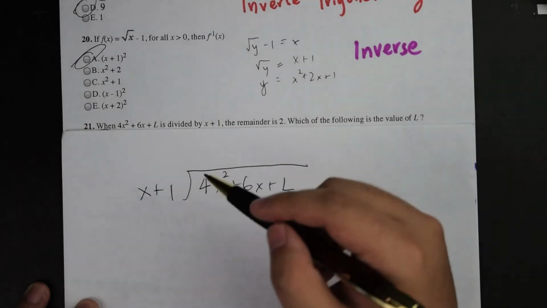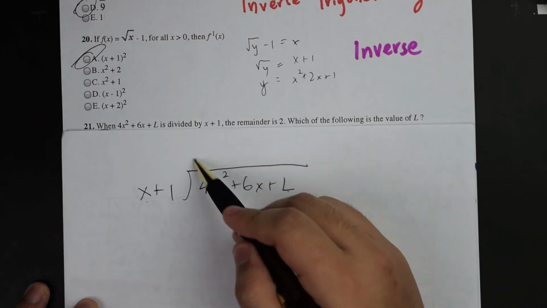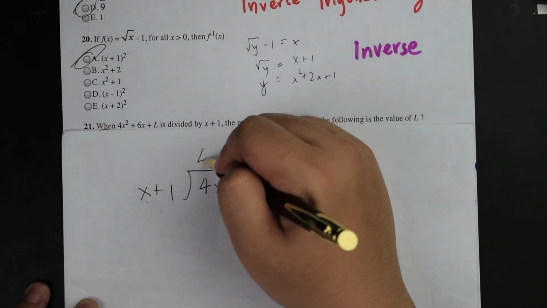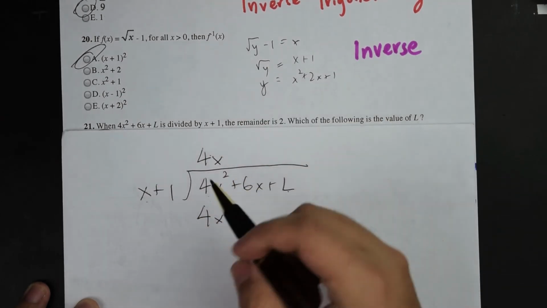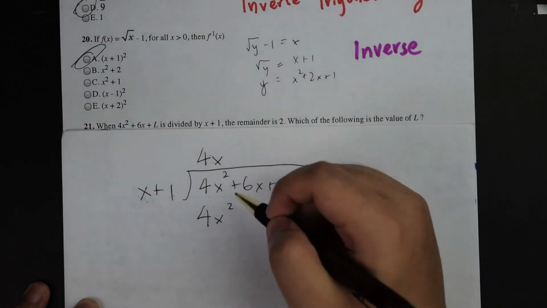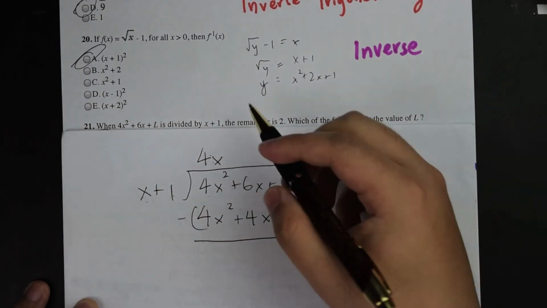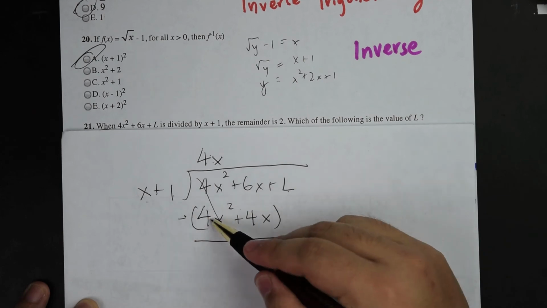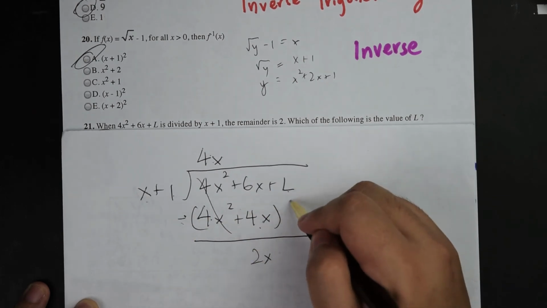And so what I did was first I recognized that I need to multiply this value x with whatever value on top to get to 4x squared. That's how I got 4x. So x times 4x is 4x squared. And I continued on. 1 times 4x is 4x. And so afterwards, you always have to subtract based on the long division process. And so because the negative distributes, it'll be 6x minus 4x, which is 2x, and I bring down the L plus L.